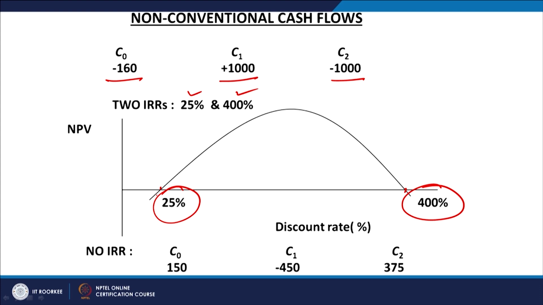So, it means because of this basic limitation, what we have to do now is find out which discount rate to use. It is not possible to decide whether to go for 25% or the 400%, and that creates the problem. So, this is the first important limitation of the internal rate of return, which reduces its use.